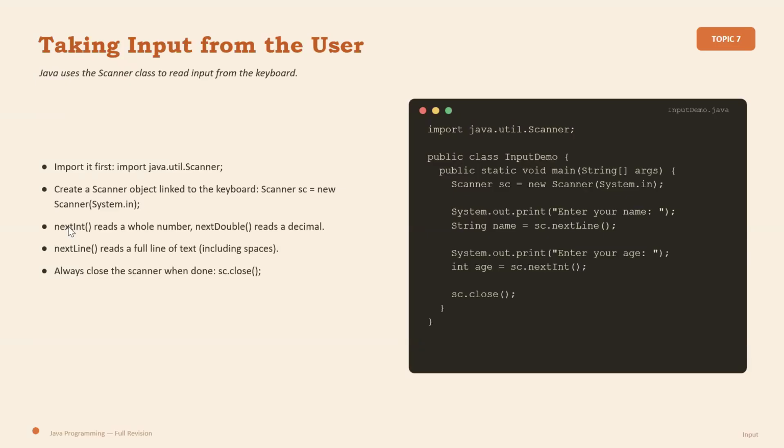And next we have how to take input from the user. Most programs need information from the user. In Java, we use the Scanner class to read input from the keyboard. First, we import the Scanner class, that is import java.util.Scanner. Then we create a Scanner object. See, inside the main, we create the Scanner object.